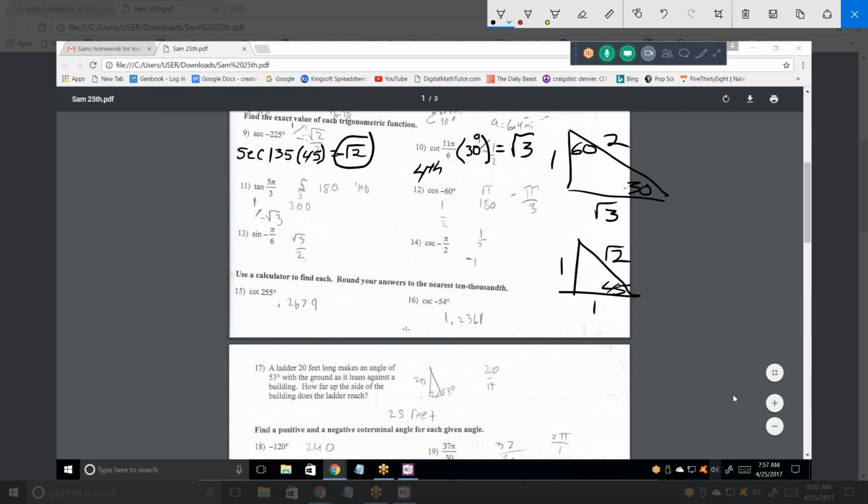It would be minus, or plus? No. Remember, all students take calculus. The only thing that's plus in the fourth quadrant is cosine and, of course, secant. But tangent is negative in the fourth quadrant. So I'm going to put a negative sign in front of that root 3. And that's the way these were meant to be done.